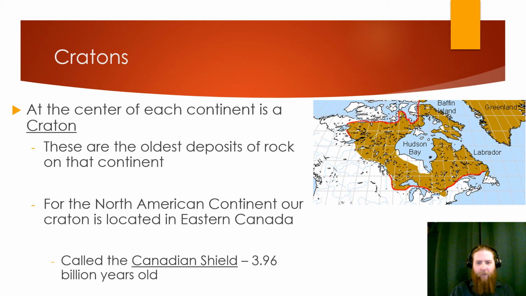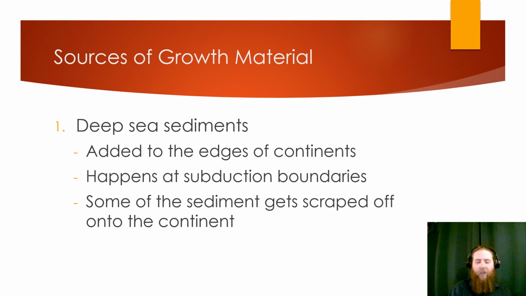The oldest part of a continent is called a craton. These are the oldest deposits of rock that are found on that continent. For the North American continent, our craton is in eastern Canada. Everything else is newer. It's called the Canadian Shield, and it's almost 4 billion years old, 3.96 billion years old. Very old structure. So where do we get this new growth material?